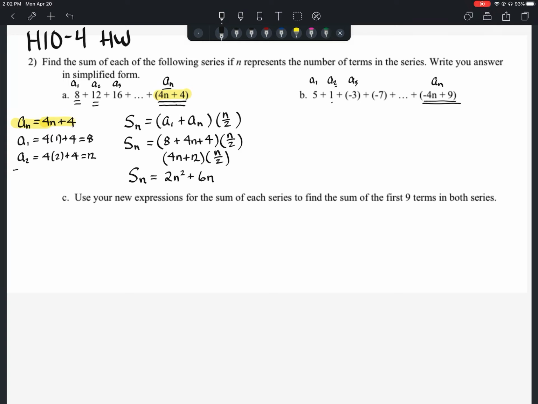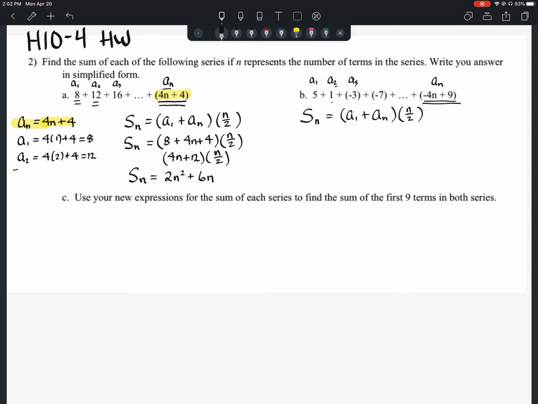So let's go ahead and start preparing for our sum. We're going to say the sum of n number of terms. I'm going to write just the formula down again: the first term plus the nth term times half the number of terms. The more you write those formulas, the more they're going to stick in your head and make it easier to remember them.